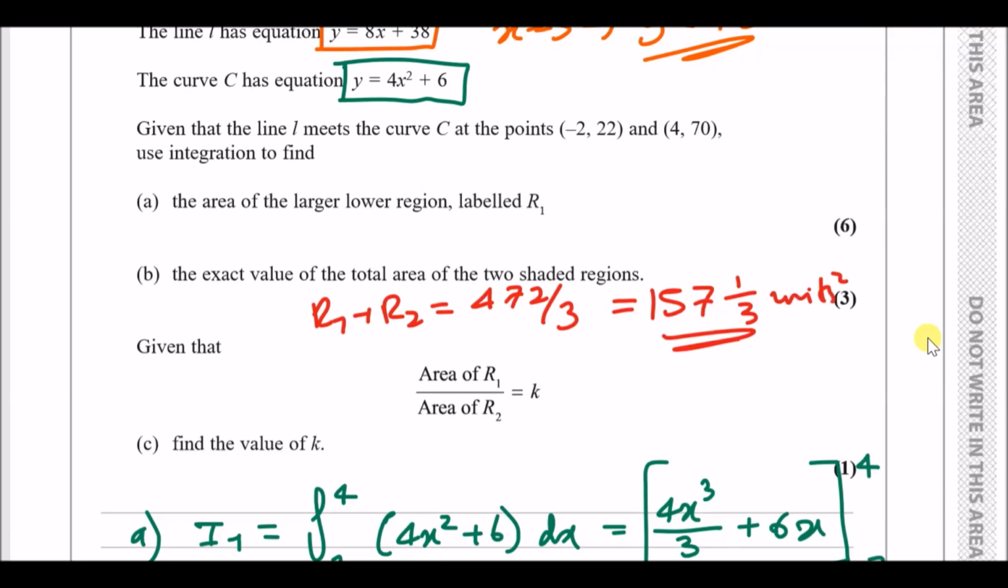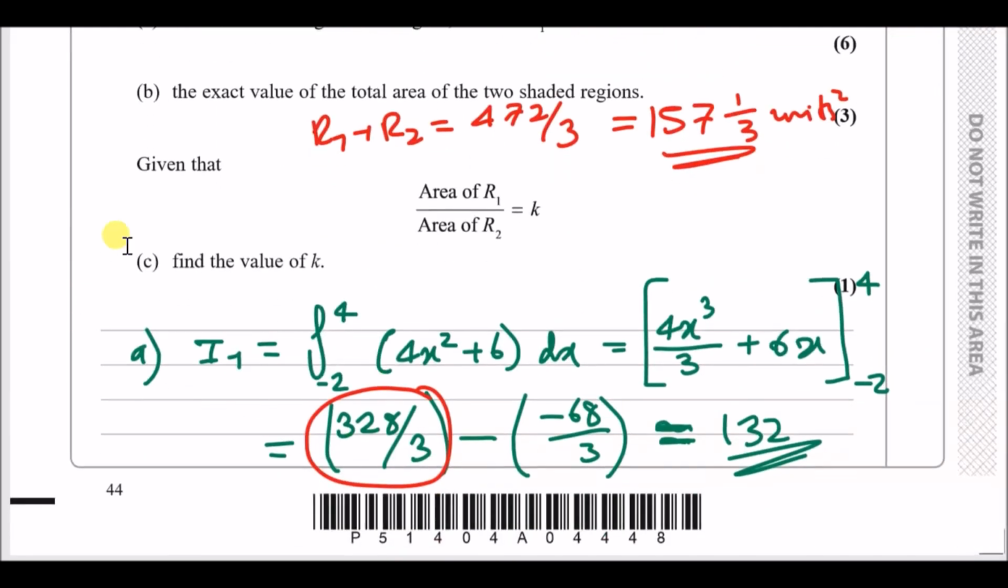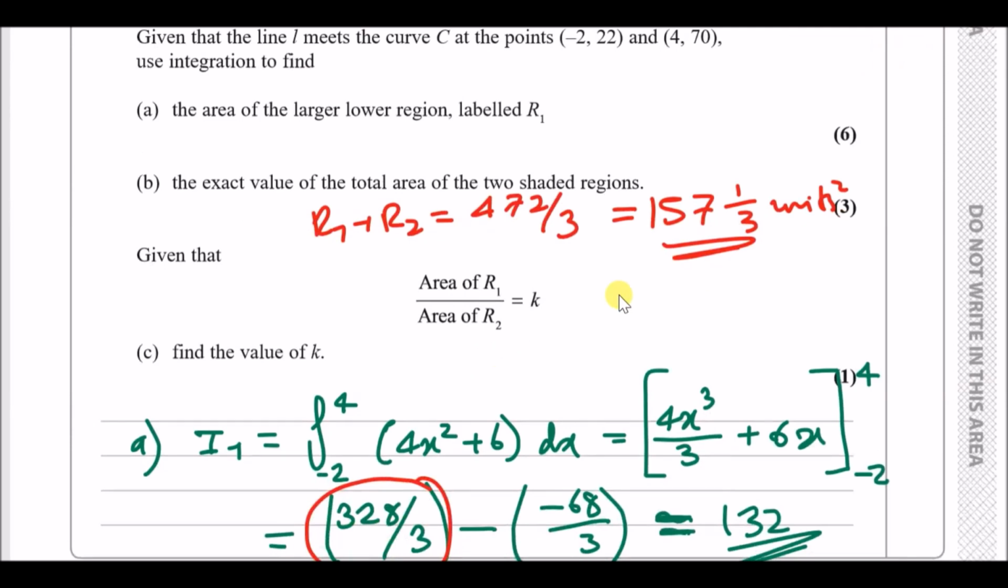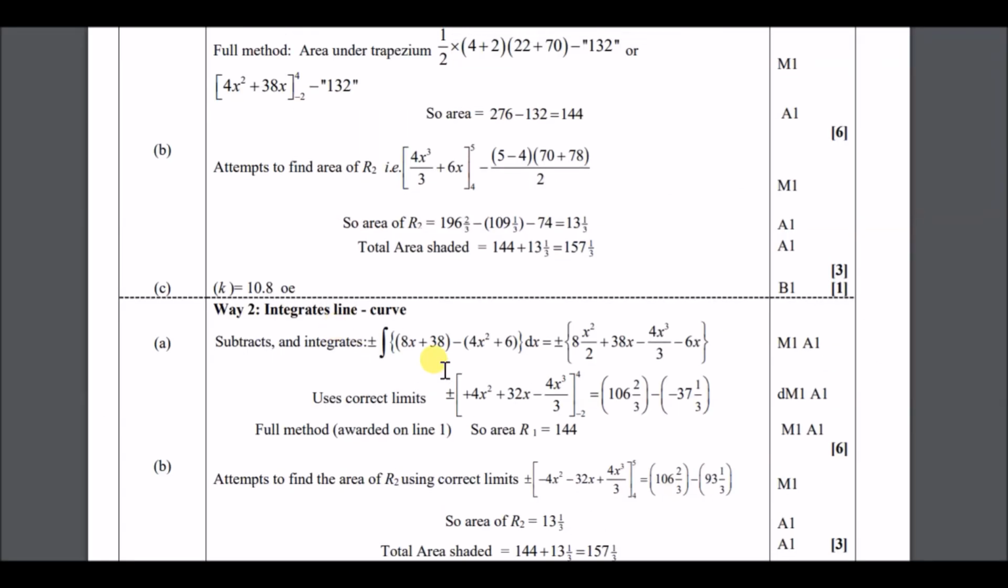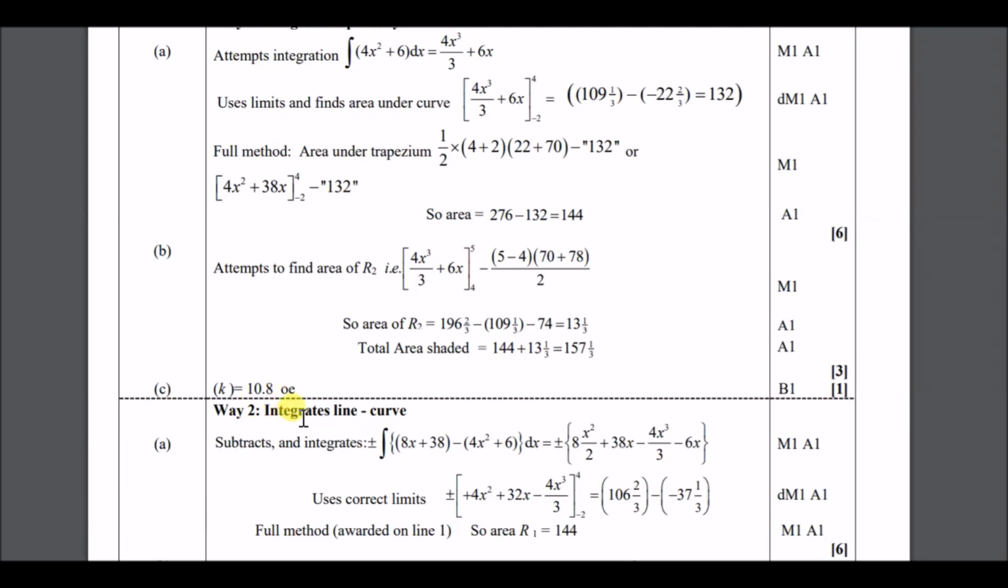Now the last one is easy, it's too easy. So given that the area of R1, which we have, is 144, over the area of R2, which is 40 over 3, equals K. Find K. Trust me, they didn't even try at this stage. So you just divide these numbers, and I've got the mark scheme up and I can't be bothered to figure it out. The answer is 10.8. And that's it. Question done.